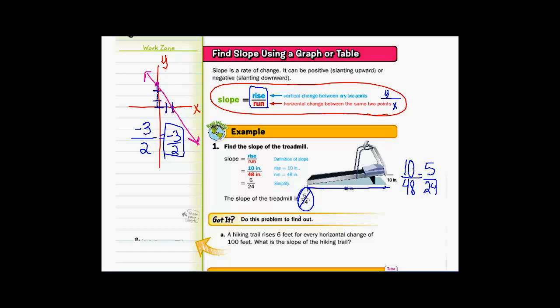Okay, let's try the got it. The hiking trail rises 6 feet for every horizontal change of 100 feet. So it rises 6. That is a positive number. What is the slope of the hiking trail if the horizontal change is 100? So it's going to go over 100 feet. And again, going up on the x, that is positive. 100.